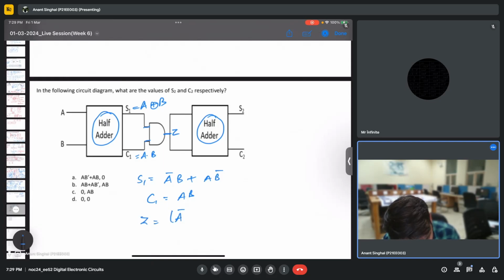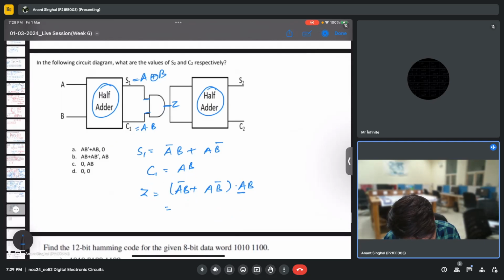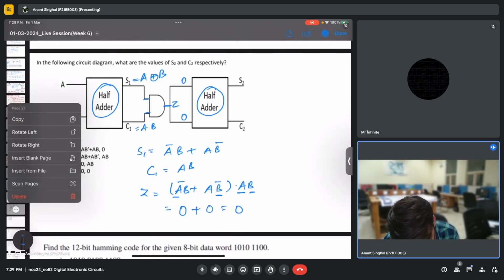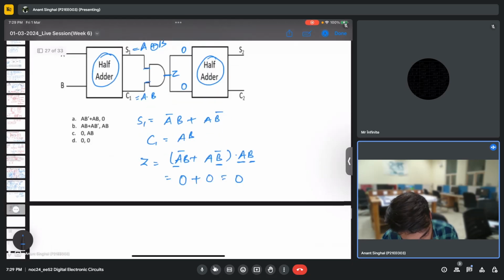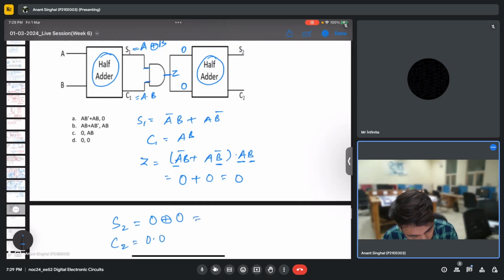So I'm doing the same. Here multiplying this A with A complement will give 0, and here also B with B complement will give 0. So Z will be 0. So the input to this half adder, both of them will be 0. So now S2 will be 0 XOR 0, and C2 will be 0 times 0. So this is also 0 and this is also 0. So the final output will be option D.